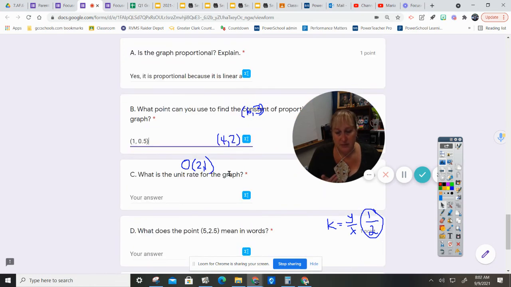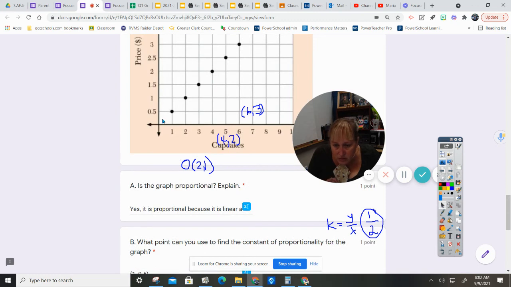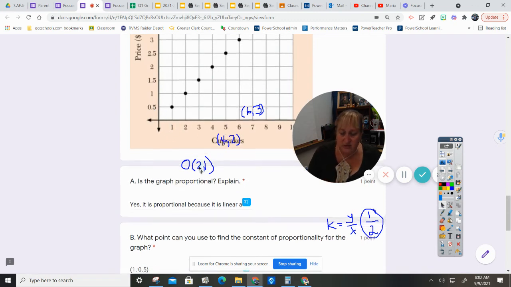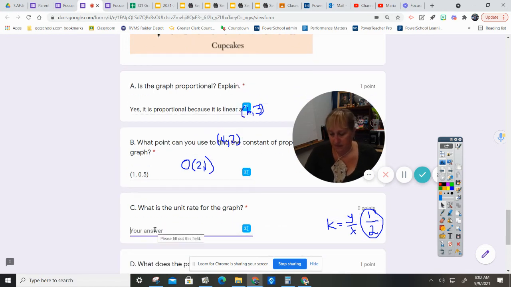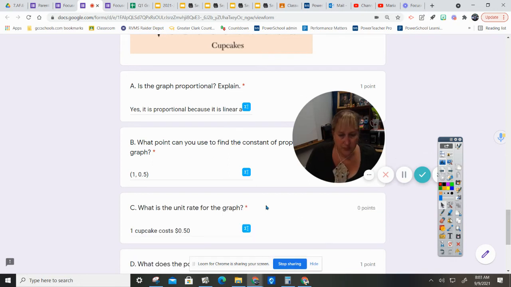What is the unit rate for the graph? The unit rate is 1 cupcake costs 50 cents. 1 cupcake costs $0.50. 1 cupcake costs 50 cents.